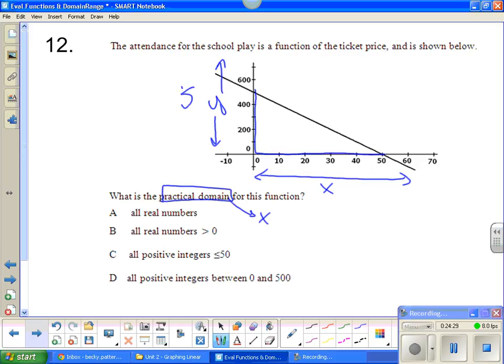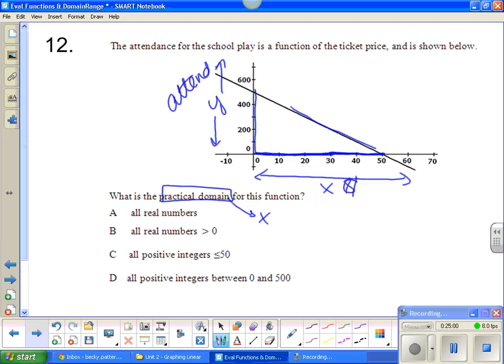So this is your price. This is your attendance. No, I'm sorry. This is not your price. I'm sorry. I said that backwards. This is your attendance. This is the number of people. This is your price. So look, as the price increases, what happens to my attendance? It goes down because not many people are going to pay $40 for the school play. Very few people are going to pay $50 for a school play.